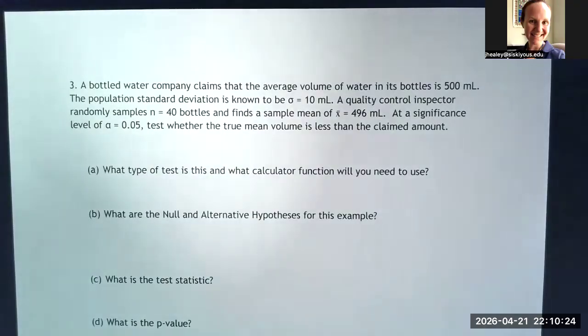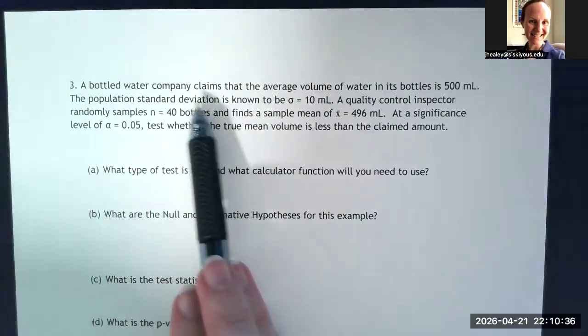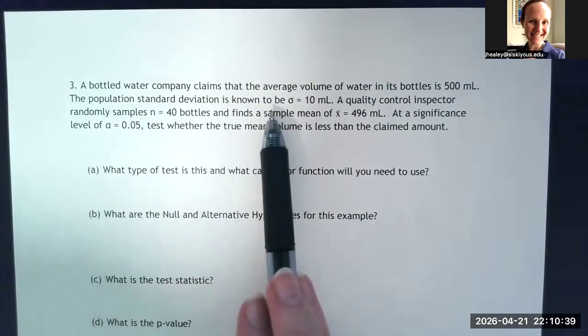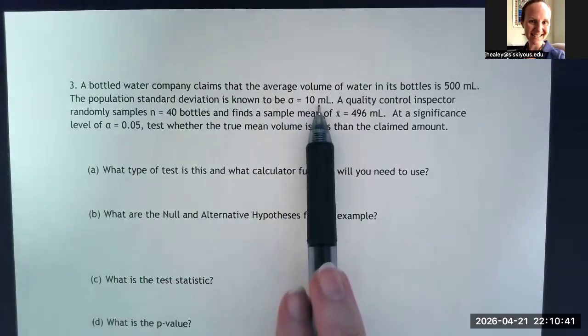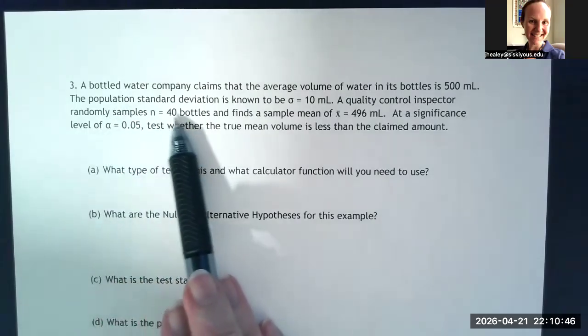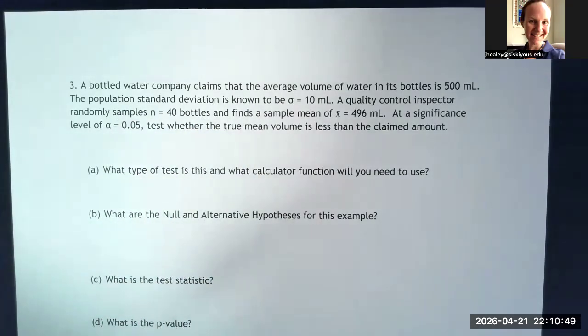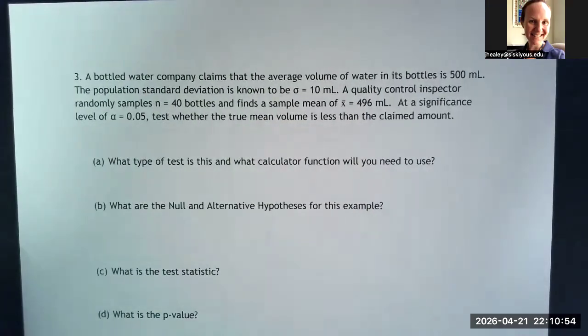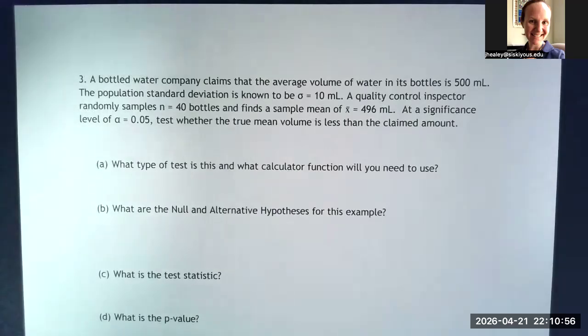All right, looking at number 3 now. A bottled water company claims that the average volume of water in its bottles is 500 milliliters. The population standard deviation, whoa, that's a weird one. We don't usually get this, is known to be sigma equals 10 milliliters. A quality control inspector randomly samples 40 bottles and finds a sample mean of 496 milliliters. At a significance level of 0.05, test whether the true mean volume is less than the claimed amount.